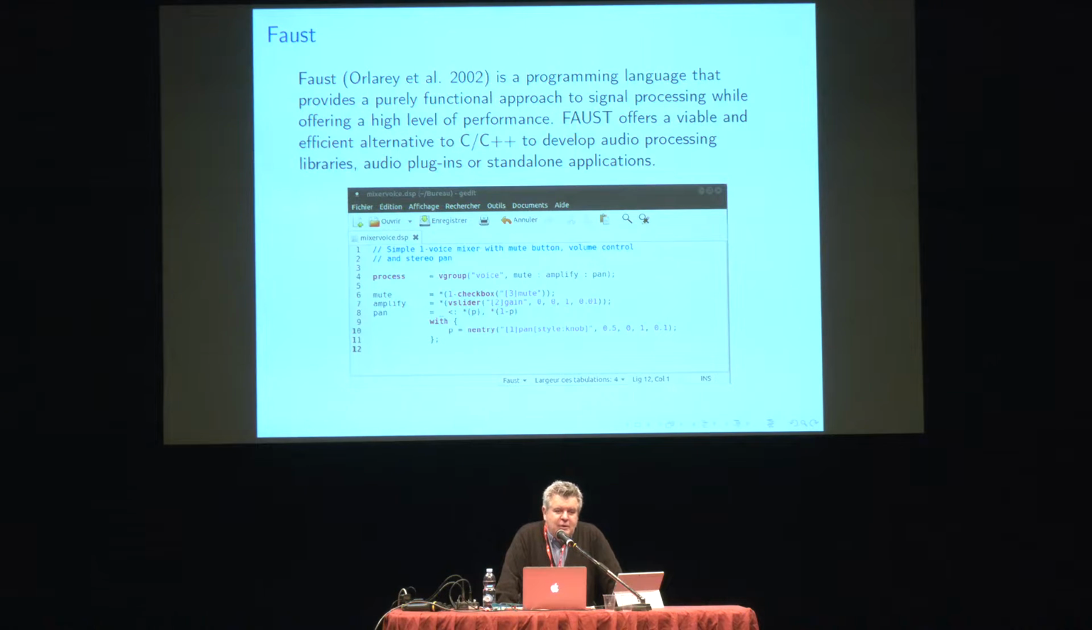So Faust came in 2002. The first publication was in 2002. And Faust is, you will see, a very focused language. Really, you don't use it to make a whole piece, for example. But it was the first at that time to be a compiled language.